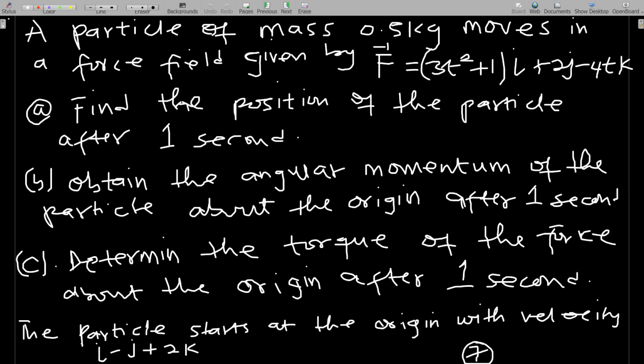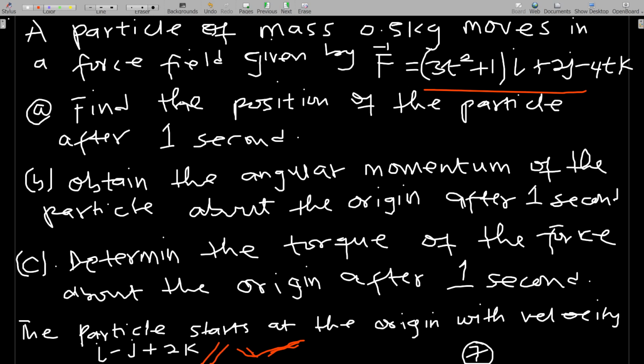The force field is this. Now find a particle. The question didn't come through; I didn't actually complete the question, so the particle starts at the origin. So down here, let's read from here. The particle starts at the origin with velocity i minus j plus 2k. So this should be part of the question.